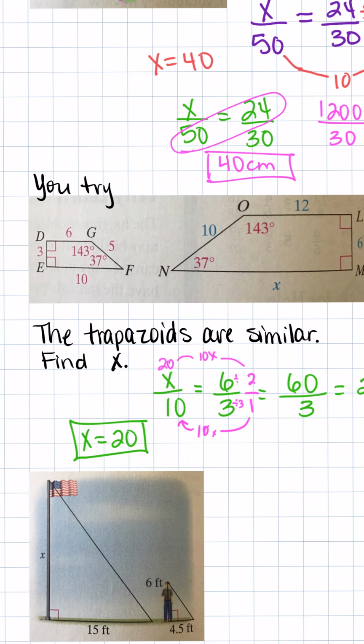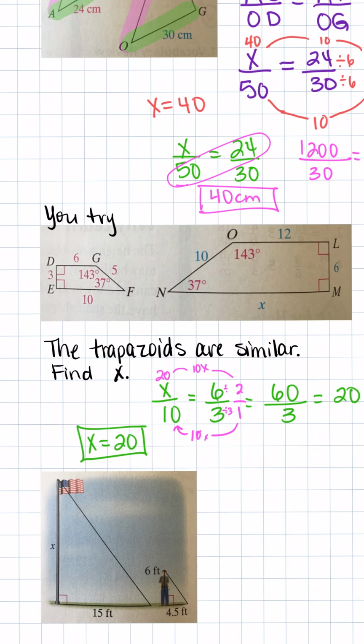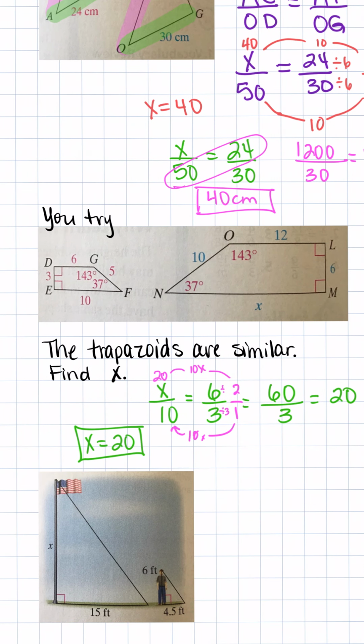Okay, so you should have got x equals 20. And I did it both ways. In the green, I did it where I just multiplied 6 times 10 divided by 3 equals 20. And the pink, I reduced down to 2 over 1, and then I saw that 1 times 10 equals 10, so therefore 2 times 10 equals 20.